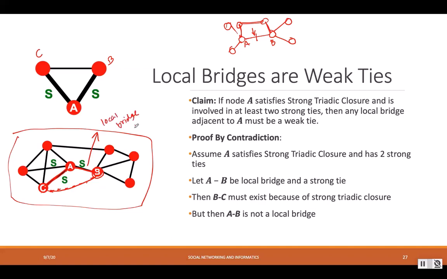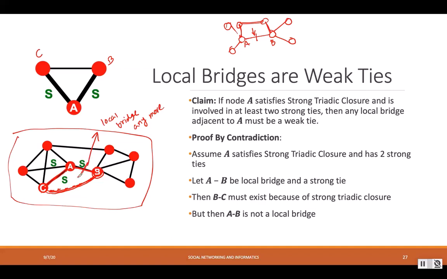So it's not a local bridge anymore. We are assuming that AB is a local bridge and a strong tie, but if A is maintaining the strong triadic closure property, then by the contradiction proof, AB cannot be a strong tie. Let me go over it again. AC is strong, AB is strong, and AB is a local bridge. According to the property, there should be a connection between B and C. Now if there is a connection between B and C, AB cannot be a local bridge by definition.